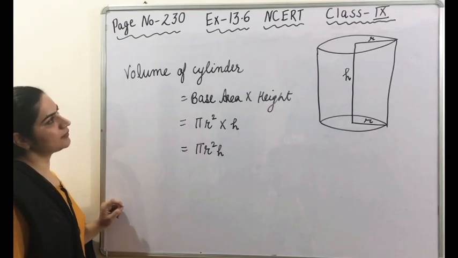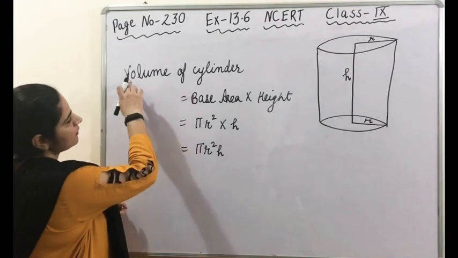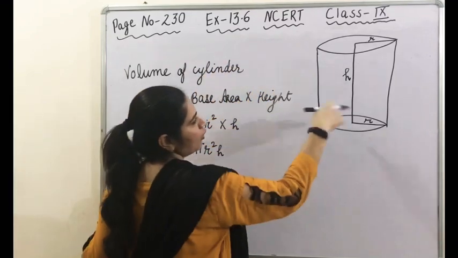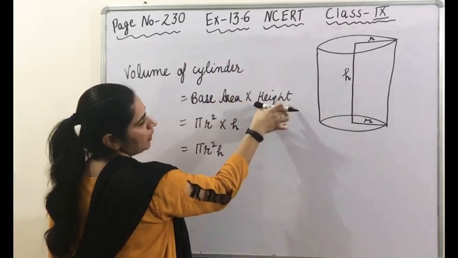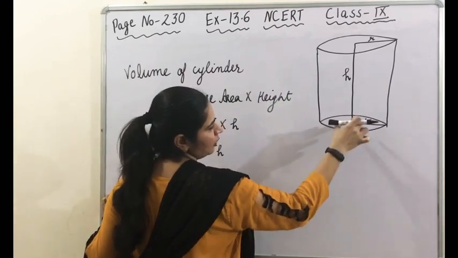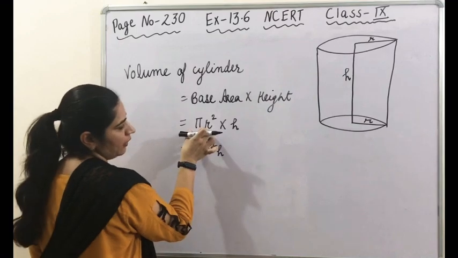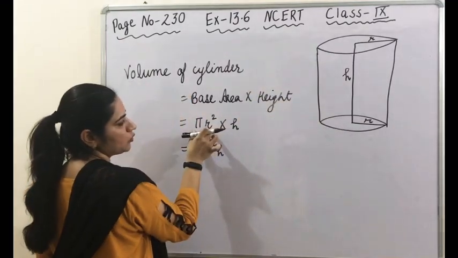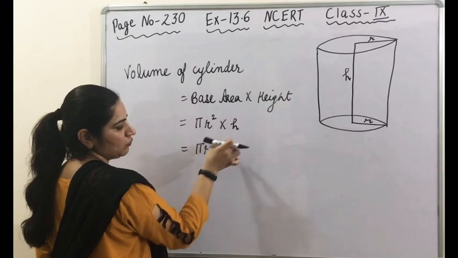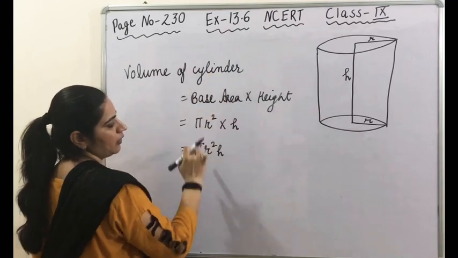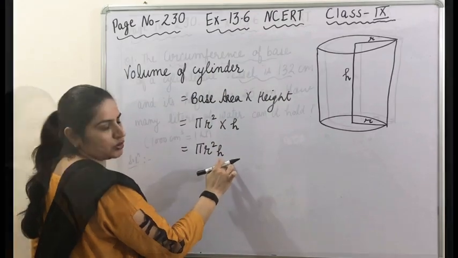Now we'll start exercise 13.6. In this exercise, volume of cylinder is required, and we know the volume of the cylinder is base area multiplied by height. Here its base is circular, so area of the circle is pi r square, its height is h, so pi r square multiplied by h. Volume of the cylinder is pi r square h.